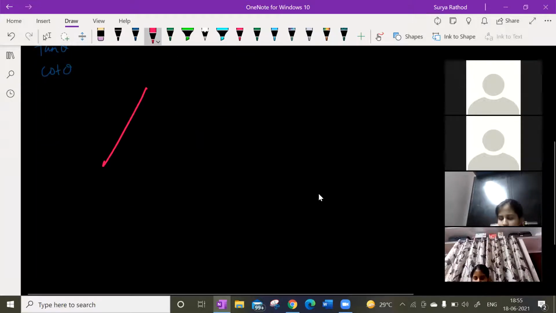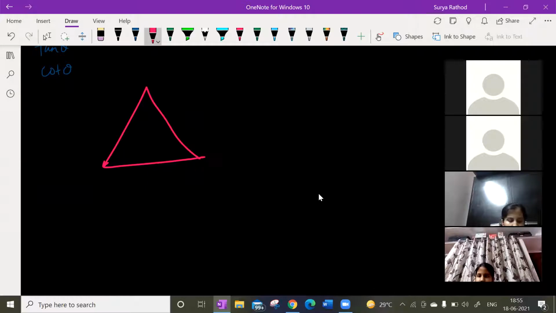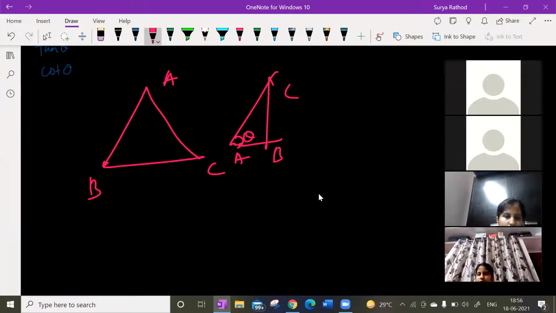So let us take any triangle now. Let me say this is my triangle ABC. From triangles only we are writing the sine ratios, right? So this is my A, B, C. This is theta. This is 90.